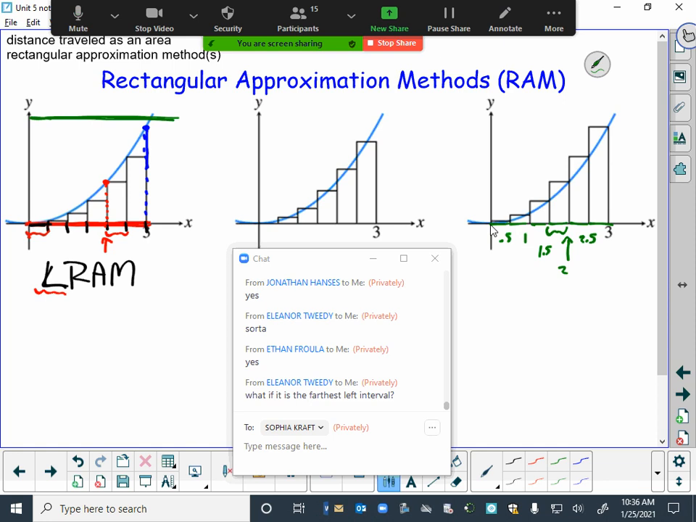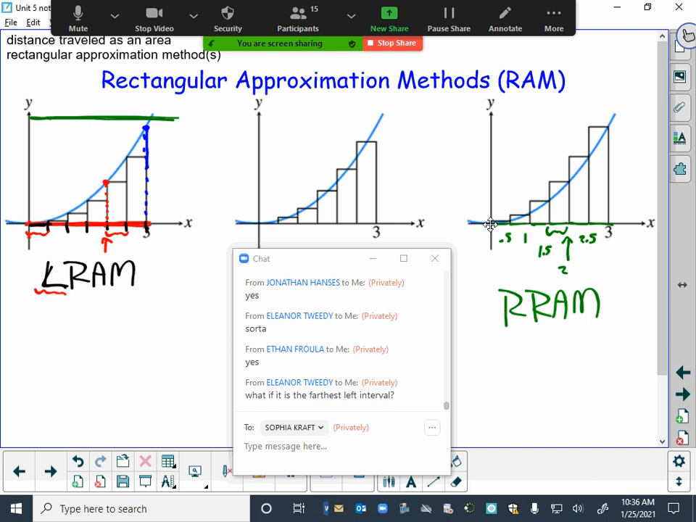So this method, which is the RAM, or for everybody that had Spanish, the RAM. Okay. It's so much more satisfying when people chuckle out loud in class when I do that.